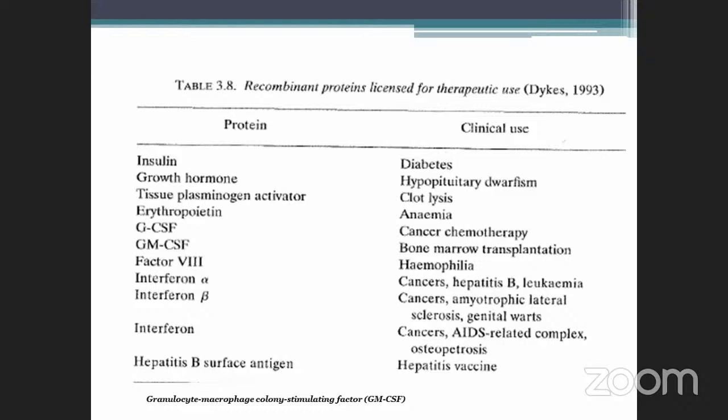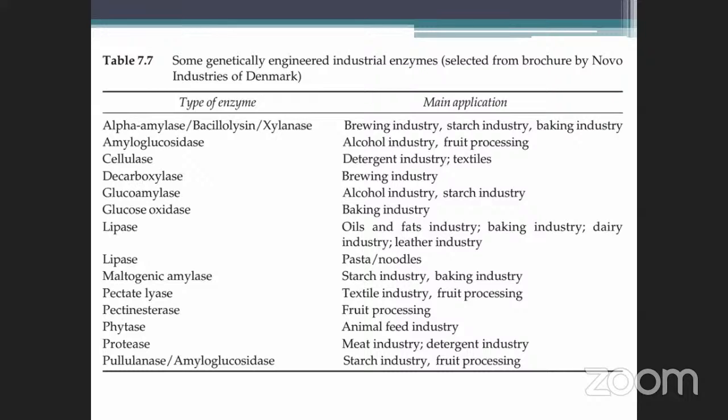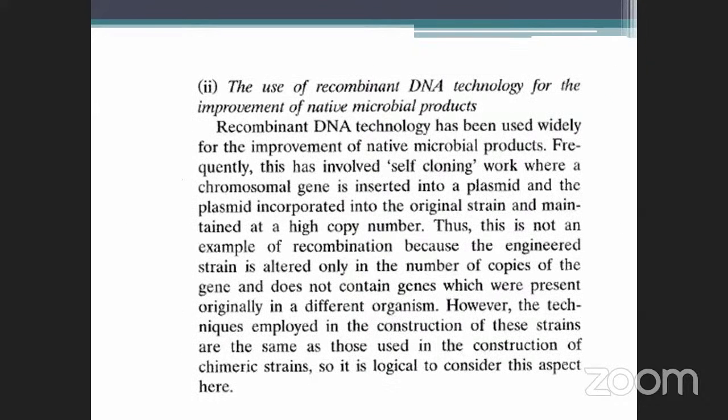Growth hormone, tissue plasminogen activator, erythropoietin, okay? Colony stimulating factors, okay? Interferons. They all are ultimately used in different clinical conditions, but they are produced through genetically engineered strains. This is an example of the types of enzymes produced by genetic engineering, like protease, phytase, pectinase, peptidase, lipase. Okay, they are used in different processes at industrial scale. So, use of RDNA technology for the improvement of native microbial products.